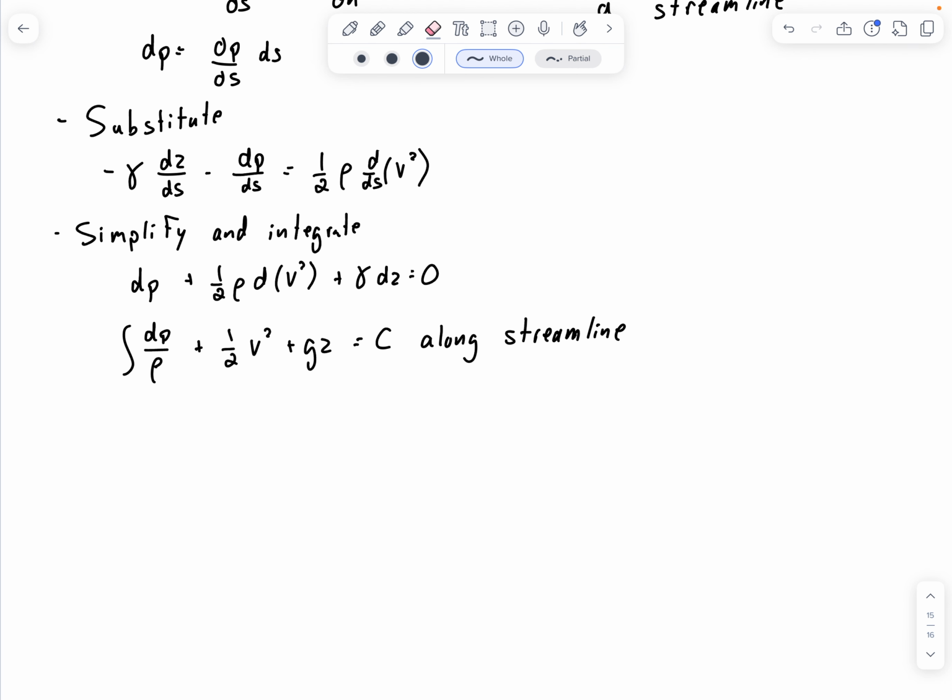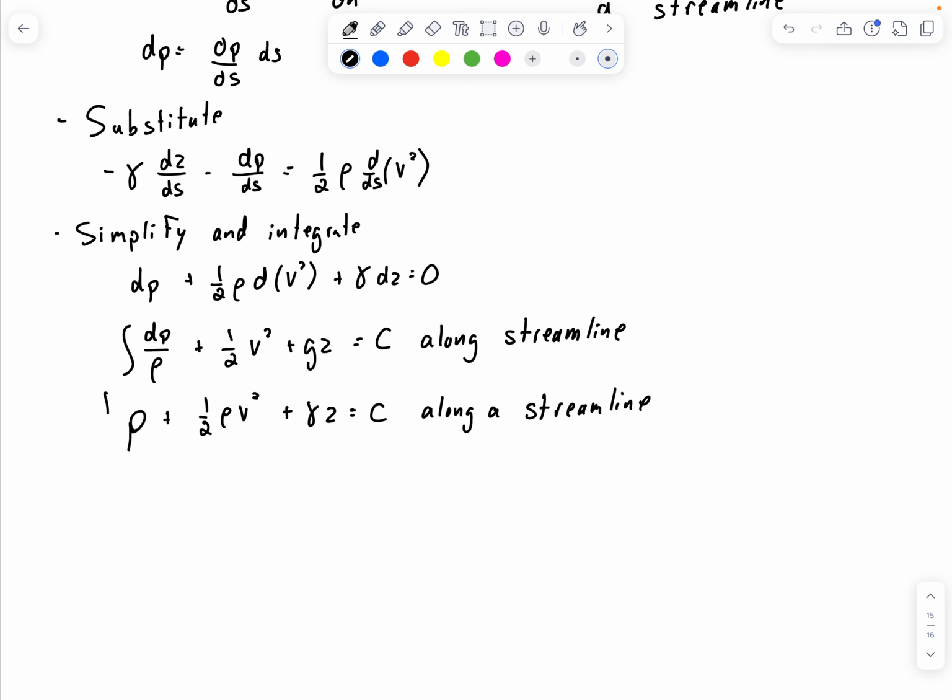And finally, we can say that along that streamline, this is equivalent to P plus 1/2 rho v squared plus gamma z, which is constant along a streamline. And so what we have done is we have found Bernoulli's equation from a completely different physical principle, from forces equals mass times acceleration. And of course, in class, we found the same equation from the conservation of energy. So here we have it from a completely different physical principle.